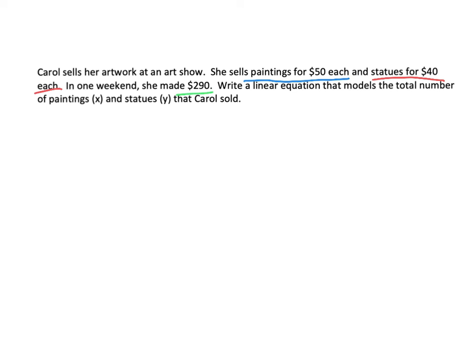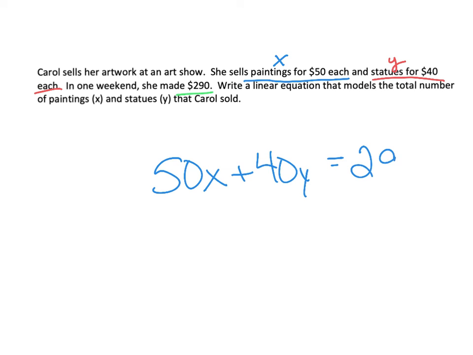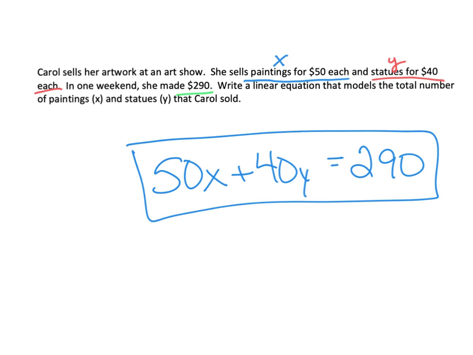There's our total. Write a linear equation that models the total number of paintings, which is going to be x, and the total number of statues, which is going to be y, that Carol sold. So here we go. $50 per painting plus $40 per statue equals a total of $290. There is our standard form linear equation.